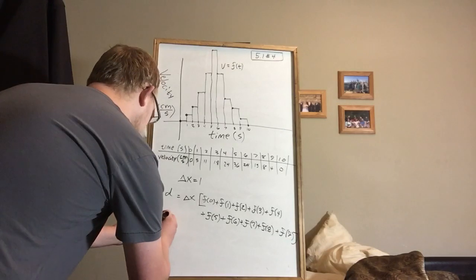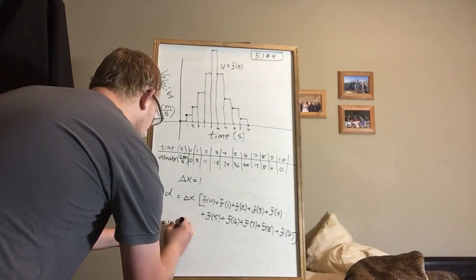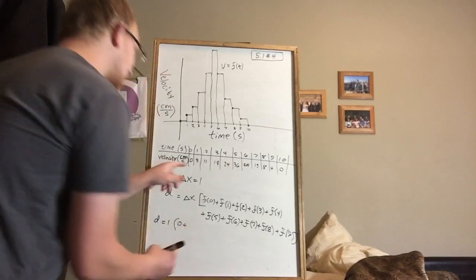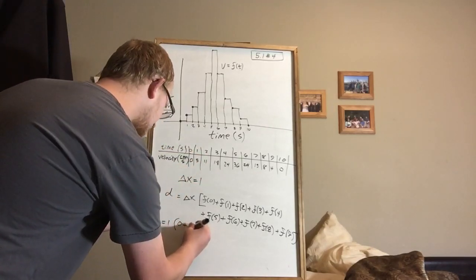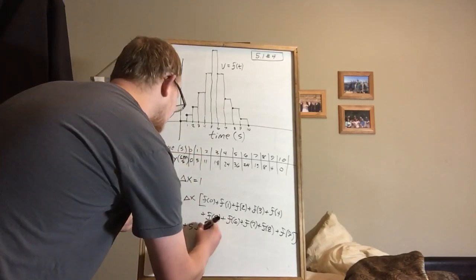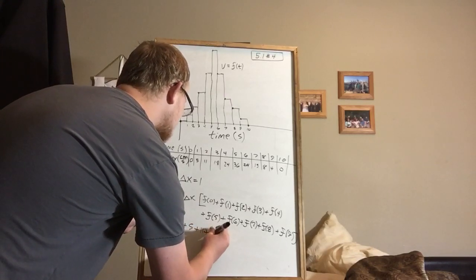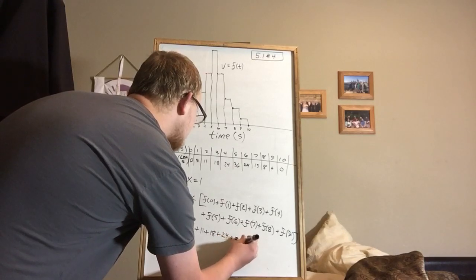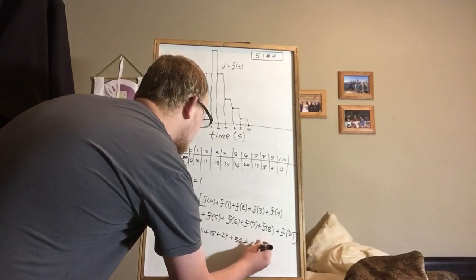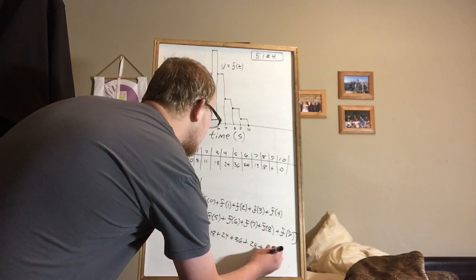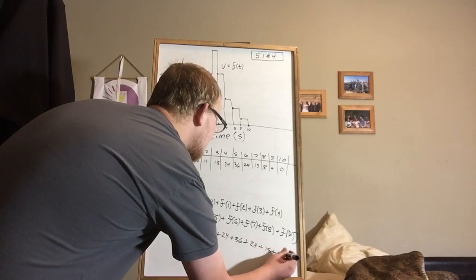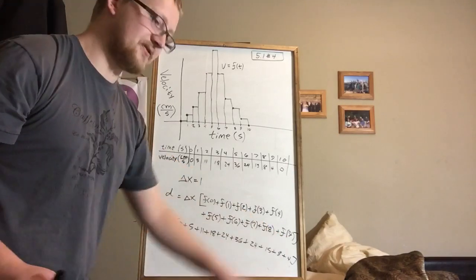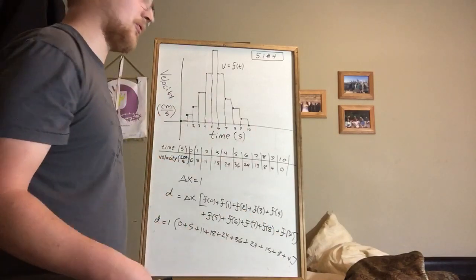So we know we can fill in delta x is just equal to 1, f of 0 is 0, f of 1 is 5, f of 2 is 11, f of 3 is 18, f of 4 is 24, f of 5 is 36, f of 6 is 24, f of 7 is 15, f of 8 is 8, f of 9 is 4, and we're not counting f of 0 because that would be a right endpoint.